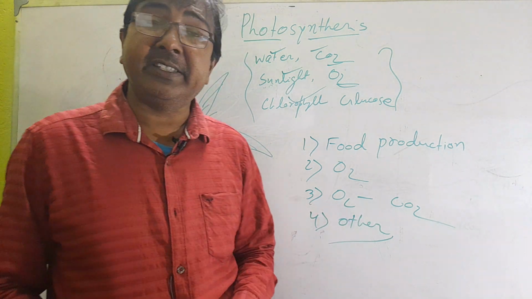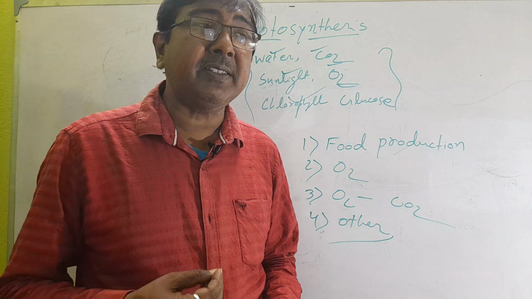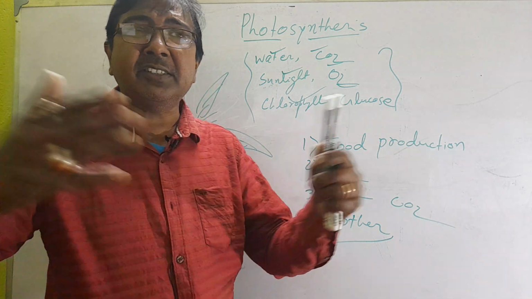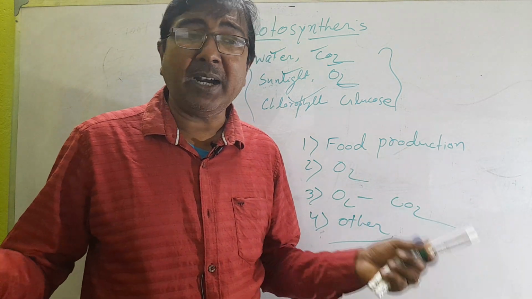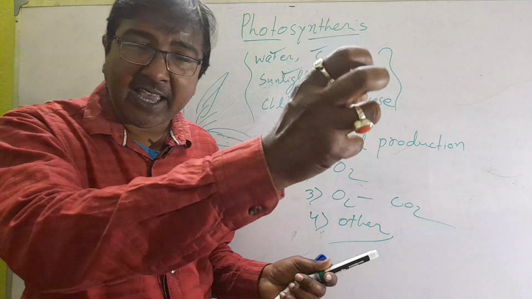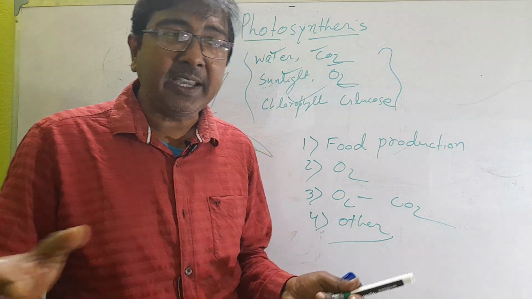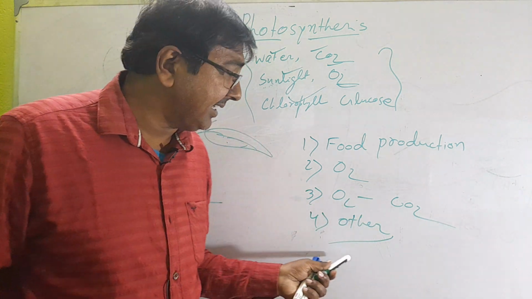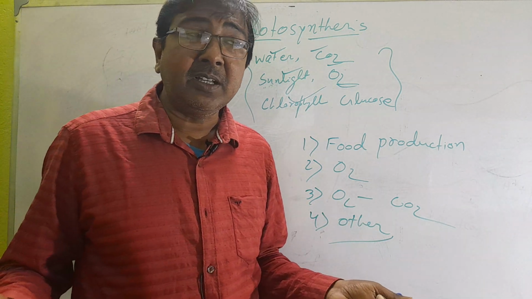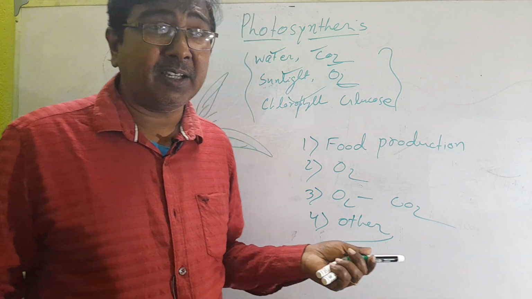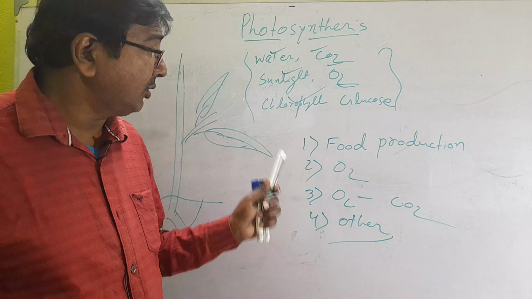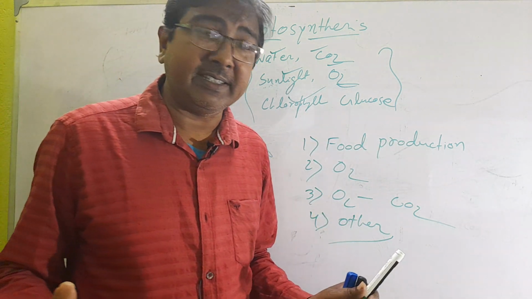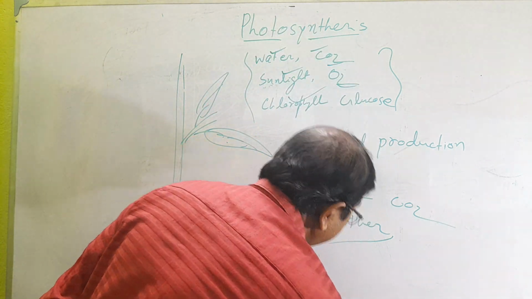Oxygen and carbon dioxide concentration: during respiration we give out carbon dioxide, so carbon dioxide concentration increases on the earth. But when photosynthesis occurs, plants absorb this carbon dioxide, so it maintains the oxygen and carbon dioxide level on the earth. And as another facility, plants also give some medicine. So these are the importance of photosynthesis. Okay, students.